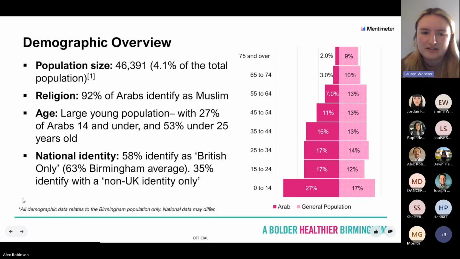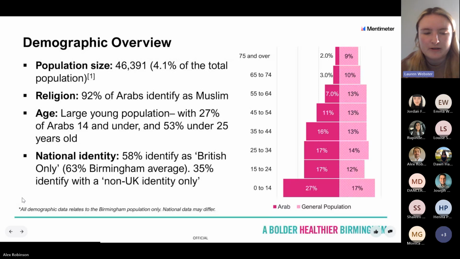With the national identity of people of the Arab community being 58% identifying as British only, in contrast to 63% of the Birmingham average, and 35% identify with a non-UK identity only.